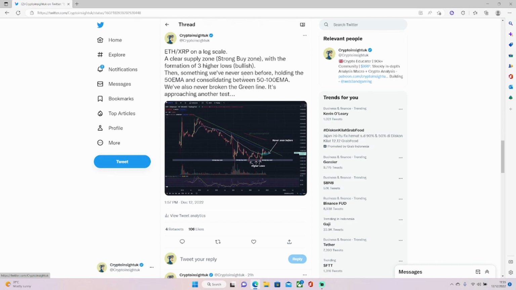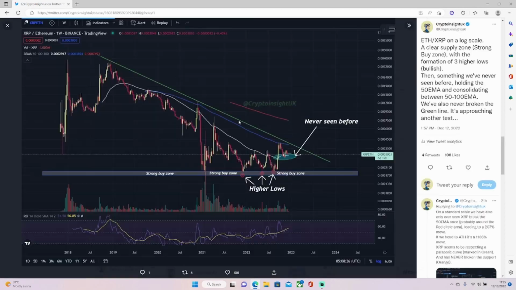Then something we've never seen before, holding the 50 EMA and consolidating between the 50 and 100 EMA. We've never broken the green line, and it's approaching another test. So this is a strong buy zone, and what I mean by that is we've wicked into this area but never actually had a weekly close in this strong buy zone, but we have been down and visited that 3 times, boom, boom, boom. 3 tests of support is very good.